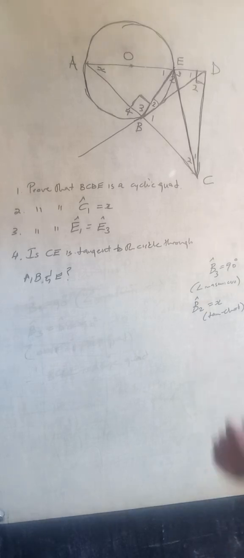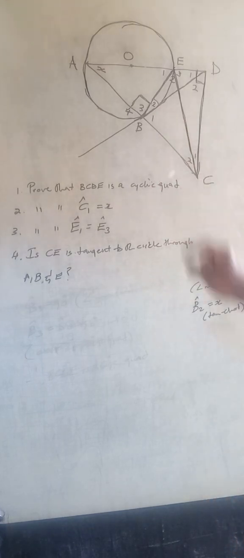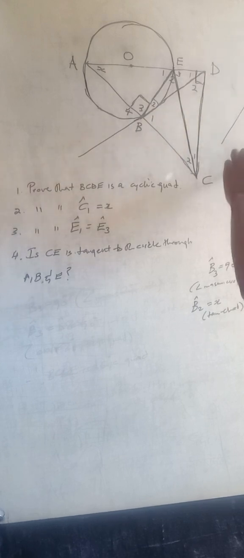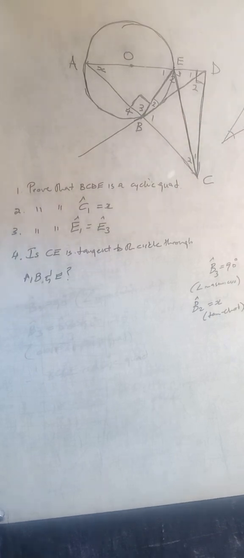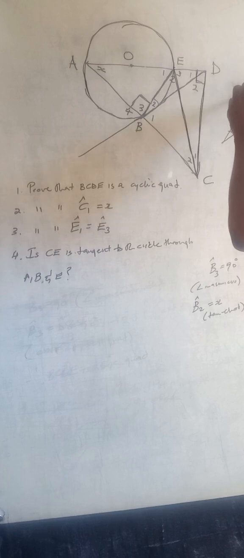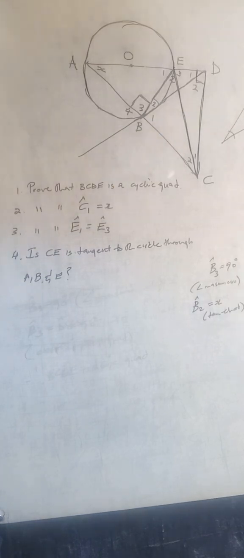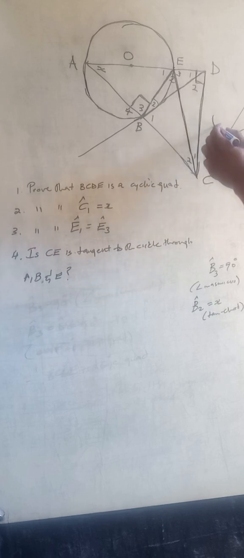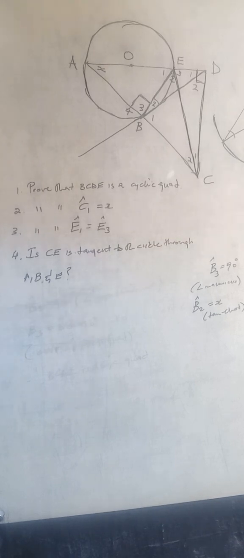You also know, guys, about angles in the same segment. You can see that angle B2 and angle C1 are angles in the same segment. Angles in the same segment are equal, because they are subtended by the same arc.